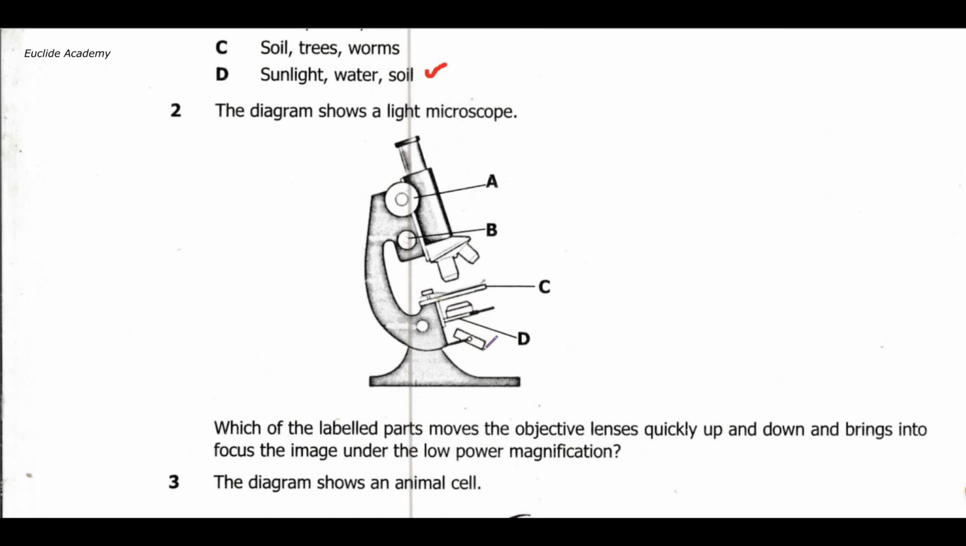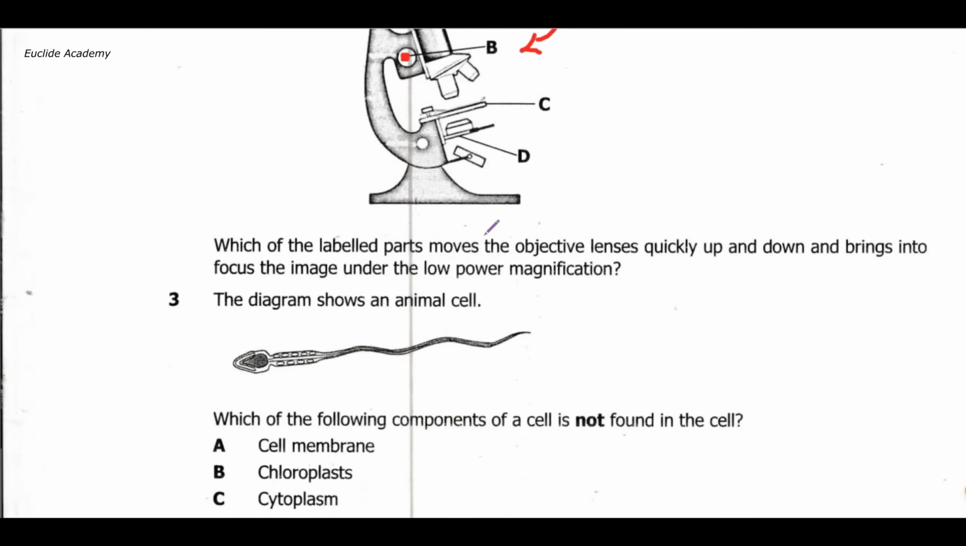The ones that you use to move the lenses quickly are A and B, and you can confuse between these two. If you want to move the lenses quickly up and down, you use the coarse adjustment, also known as the adjusting knob, which is A. B is known as the fine adjustment, used to fine-tune or give you the fine details. A is the coarse adjustment, the one we use to quickly find our way around the specimen. So A is the correct answer here.